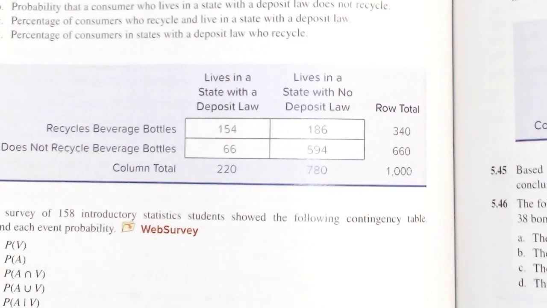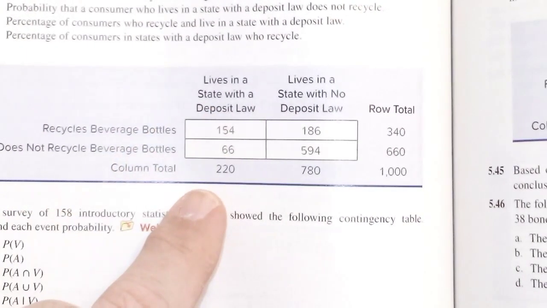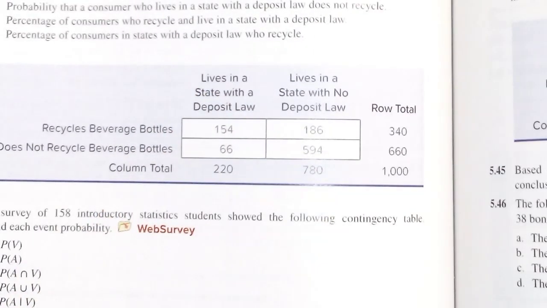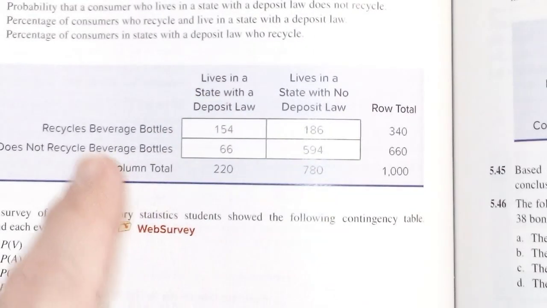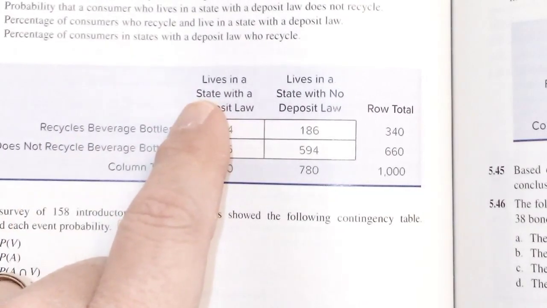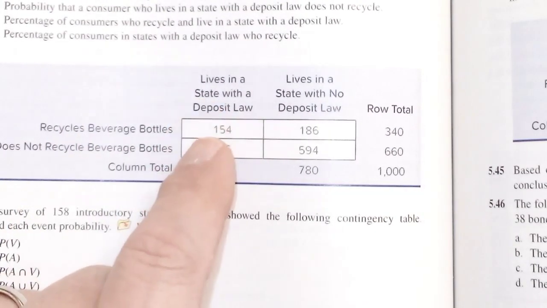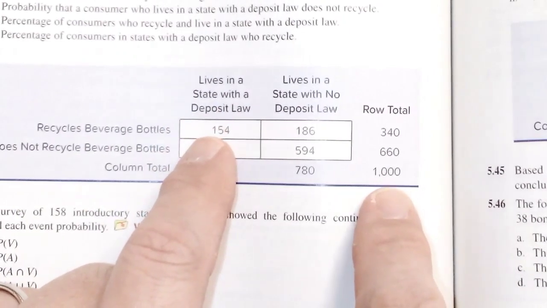Okay. What's the chance you live in a state with a deposit law and you recycle? Ooh, I said the word and. If I'm doing and, then I'm not comparing this with the column total, because that would be given that you live in the deposit law state, right? I said, what's the chance you recycle and you live in a state with a deposit law? That's this number compared directly to the total overall.